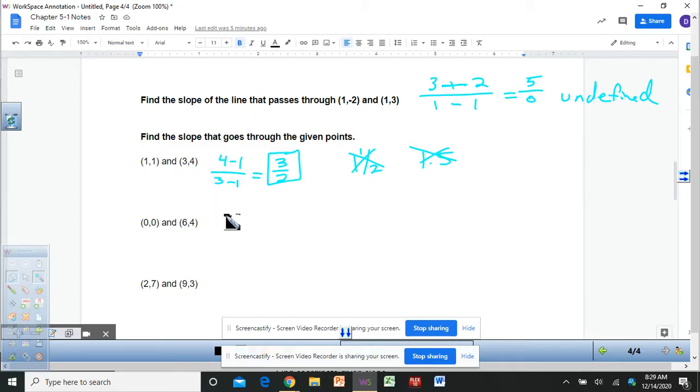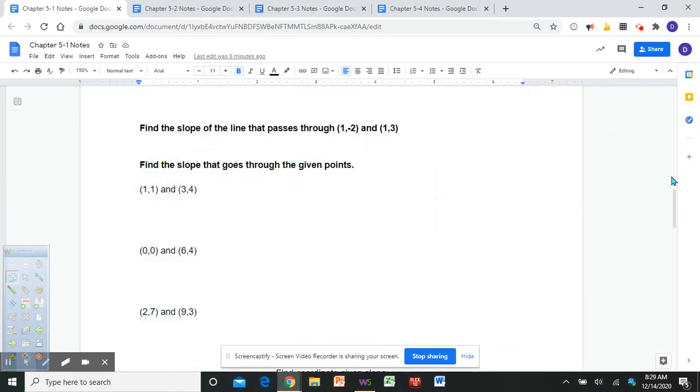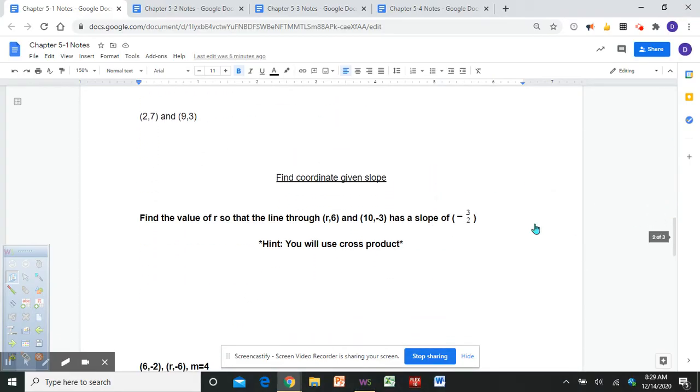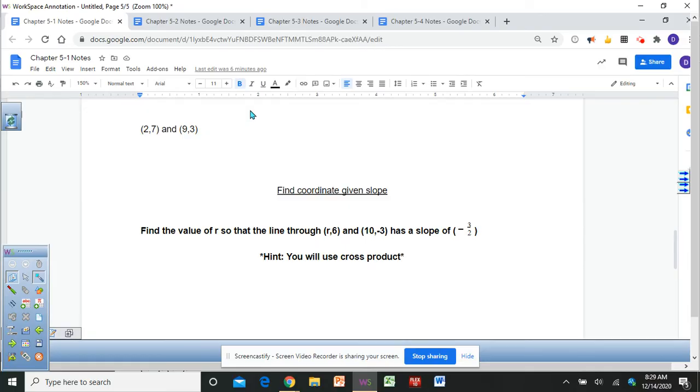Okay, so let's try another one. 4 minus 0 over 6 minus 0 gives me 4 over 6, which we can simplify down to 2/3. Okay, next one, we're going to go 3 minus 7 over 9 minus 2, which is going to give us negative 4 over 7. And then I have to leave it like that, and that's going to be my answer.